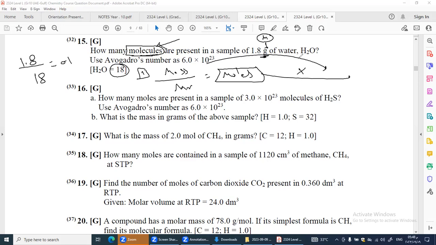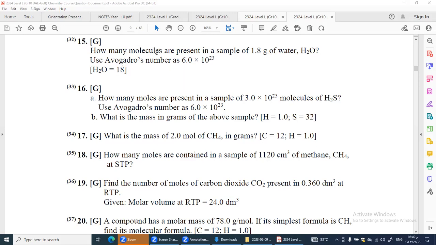يبقى أنا فكرت فيها إزاي؟ How many molecules? The question mark. Are present in a sample of gram. مش هاممني النمبر، هاممني هنا اليونت. Mass. Okay. So mass over molar mass to get moles multiplied by Avogadro's to get molecules. Number 16.